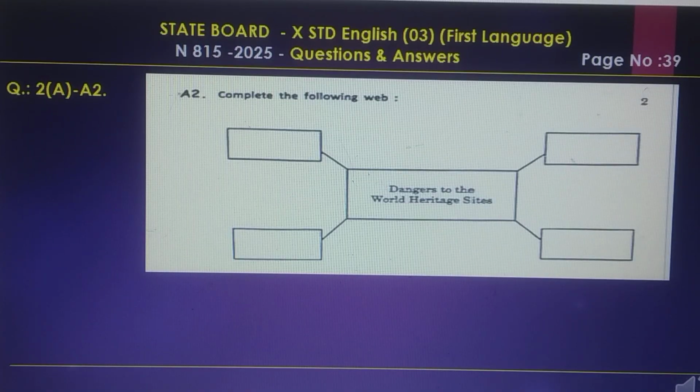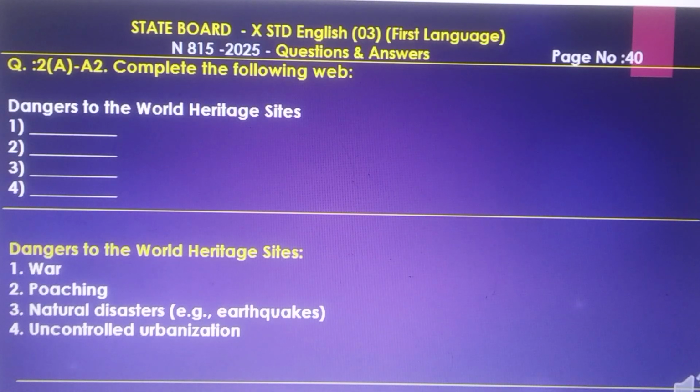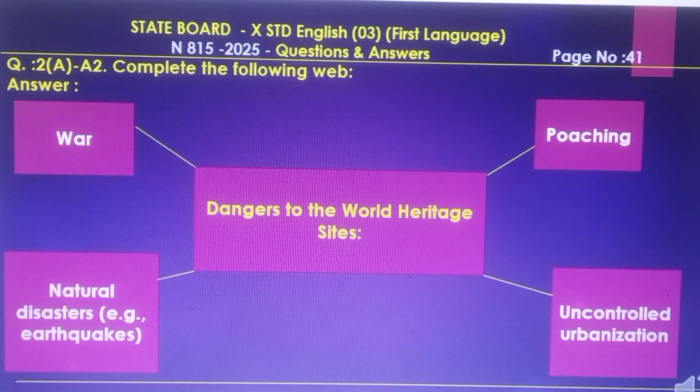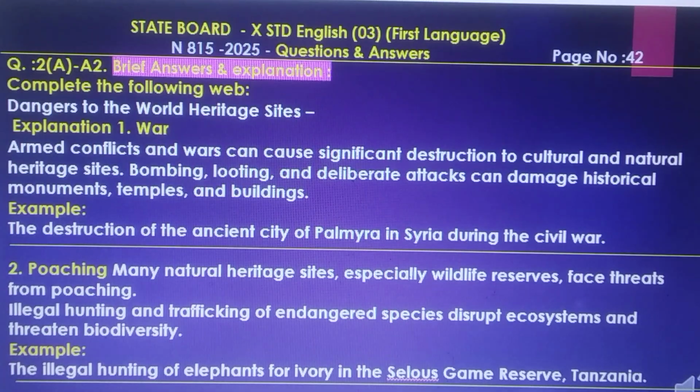Next, the question: name four dangers to World Heritage Sites. The answer is: war, poaching, natural disasters such as earthquakes, and uncontrolled urbanization. I mentioned here war, poaching, natural disasters, for example earthquakes, and uncontrolled urbanization. Now the brief answer and the explanation of these questions.